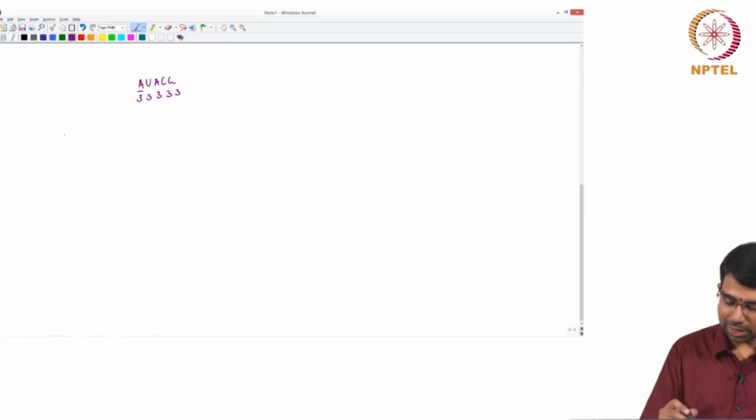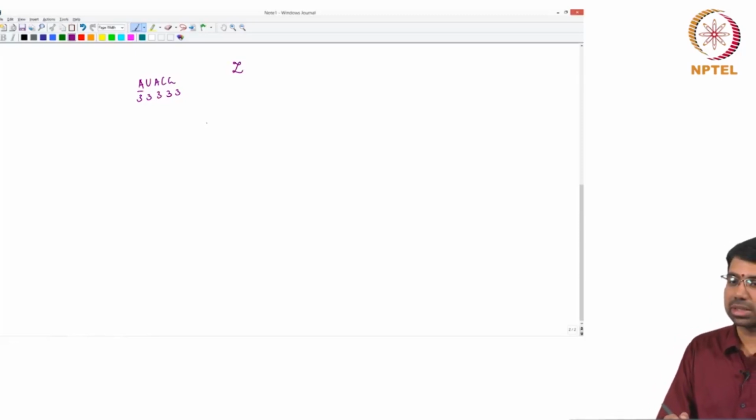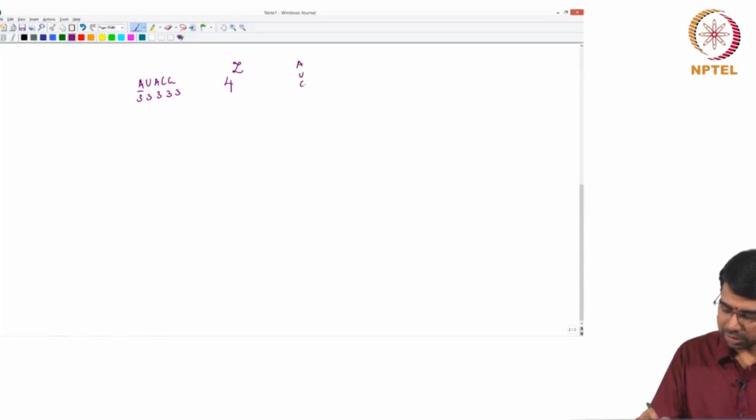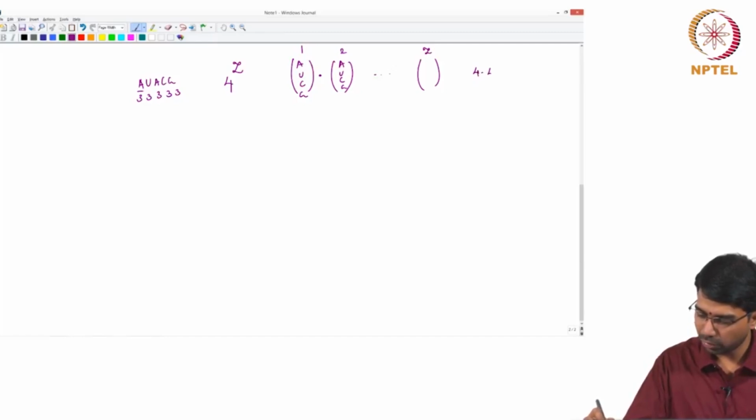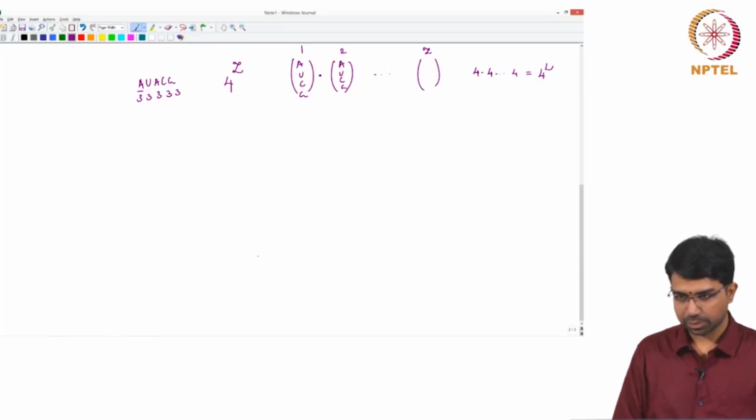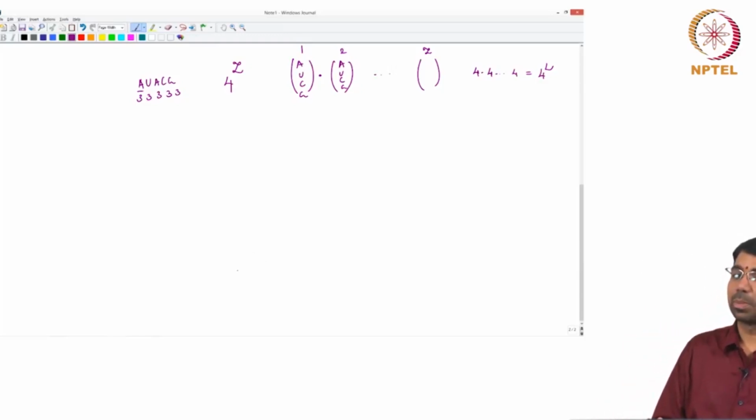So, before we get there, let us say you have an RNA sequence of length L. What is the total possible number of such RNA sequences? How many different RNA sequences of length L can you have? 4 to the L, because you can have A, U, C or G in position 1, times A, U, C or G in position 2, and so on till position L. So, that is 4 times 4 times 4, 4 to the L. So, you can imagine the space is massive.